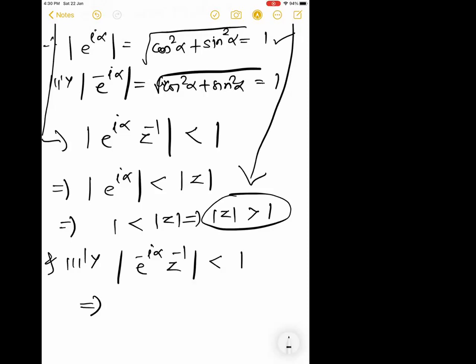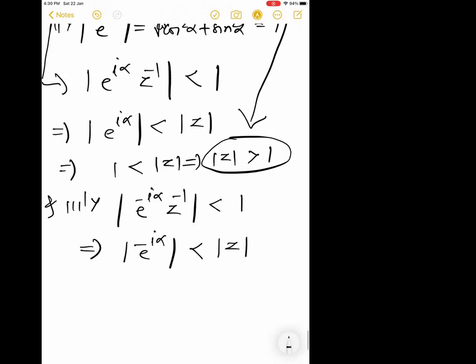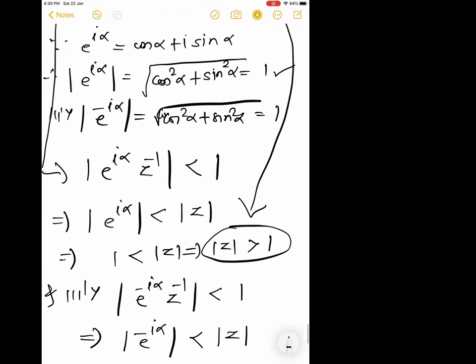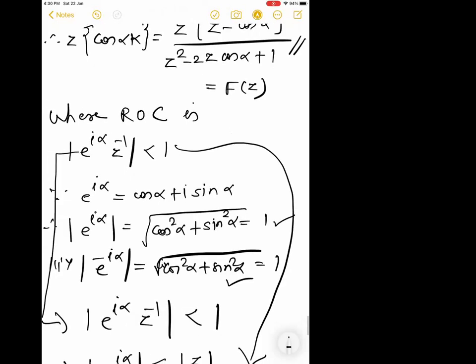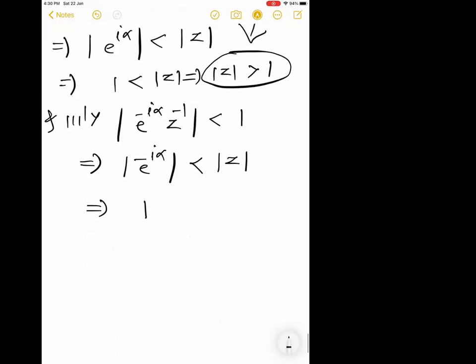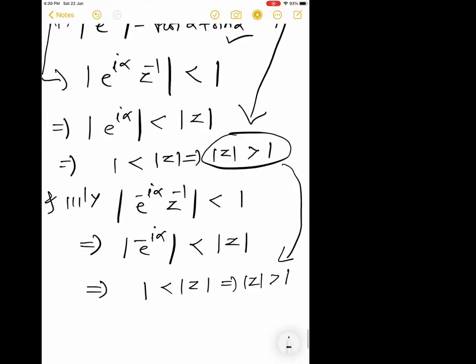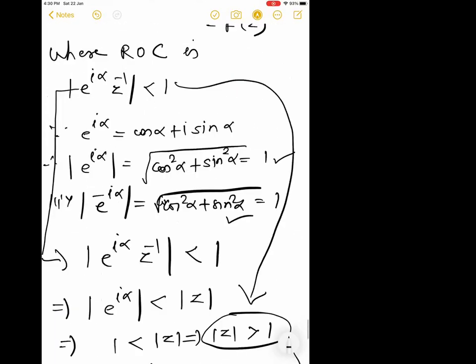Yes or no? What is e raised to minus i alpha? That means the modulus of e raised to minus i alpha is less than mod z. And what is this modulus, which we have just calculated? This is equal to 1. Right? This answer is 1, which is less than mod z. So once again, same meaning: mod z is greater than 1. So both have the same region of convergence. And this is the answer for F(z).